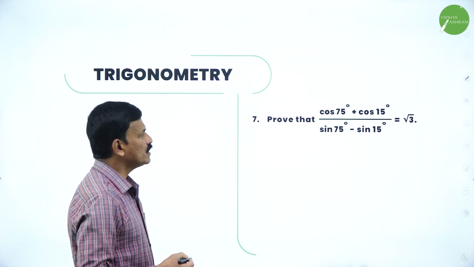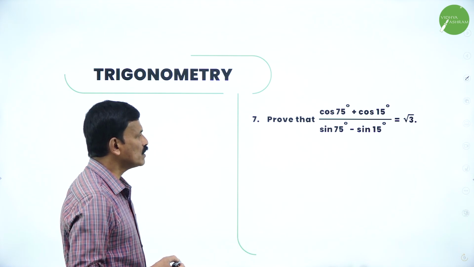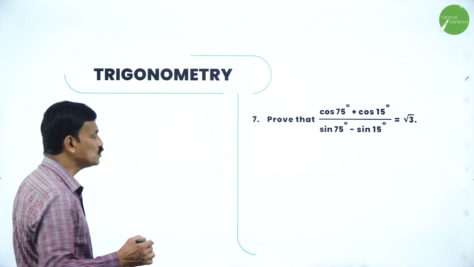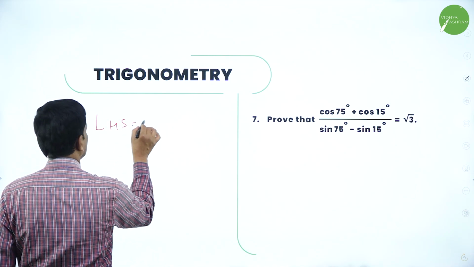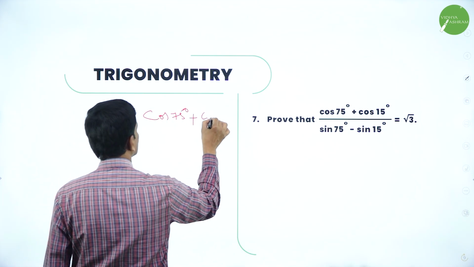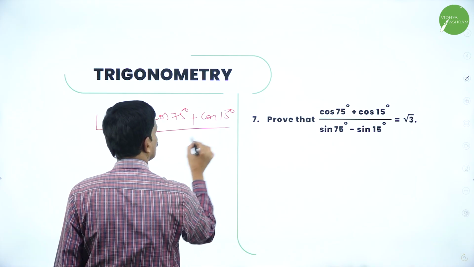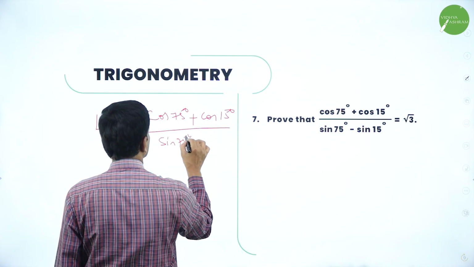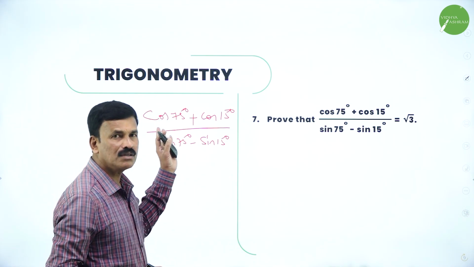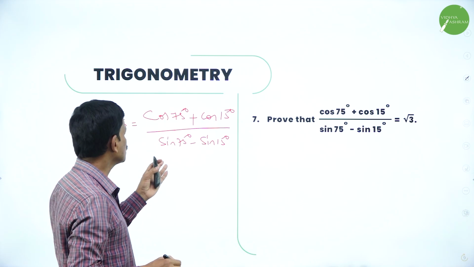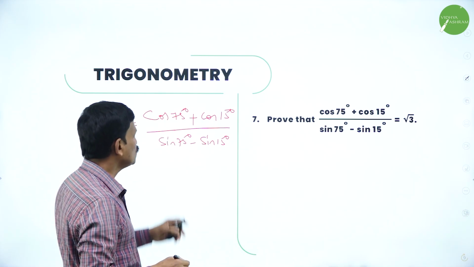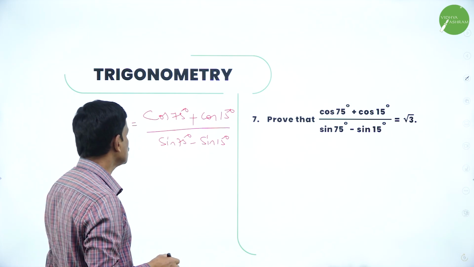Prove that sin 75 plus cos 15 degree divided by sin 75 minus sin 15 degrees. So this can also be solved in two methods. So take LHS. LHS is cos 75 plus cos 15 degree divided by sin 75 minus sin 15 degree. So if you know the standard values, cos 75, cos 15, sin 75, sin 15, substitute and take LCM and simplify. Otherwise, you can use cos c plus cos d divided by sin c minus sin d.